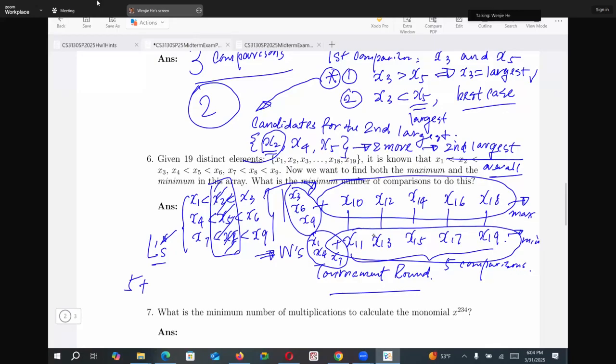After you add, you get 8 elements, so each group has 8 elements, 3 plus 5. 8 minus 1 is 7, right? The losers group is also 7. The total is 19. Many students still give me 21.